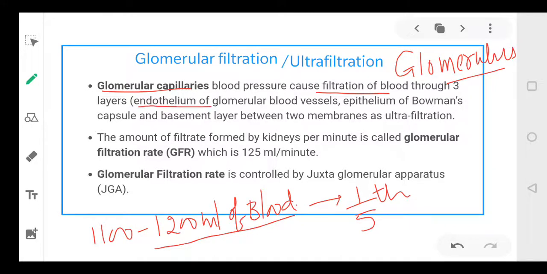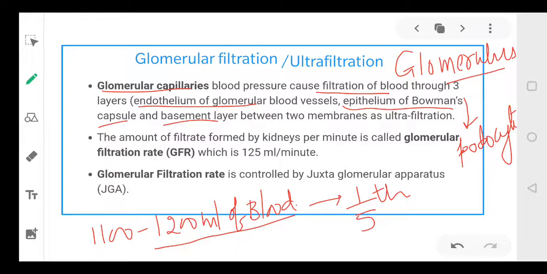The very first layer is the endothelium of glomerular blood vessels. You must remember these 3 layers. The first is the endothelium of glomerular blood vessels. The second is the epithelium of Bowman's capsule, and third is the basement membrane. Now this second layer, the epithelium of Bowman's capsule, contains special cells which are called podocytes. What are those cells called? Podocytes. What do we call those cells?